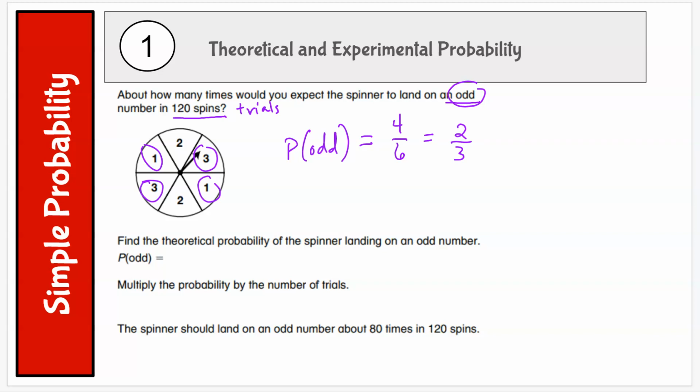Now we need to multiply the probability of 2 over 3. We're going to multiply that probability times the number of trials. So 2/3 times 120, which comes out to be, this would be 40, so 80. So right here we get the spinner would have a chance of 80 times out of 120 landing on that odd number.